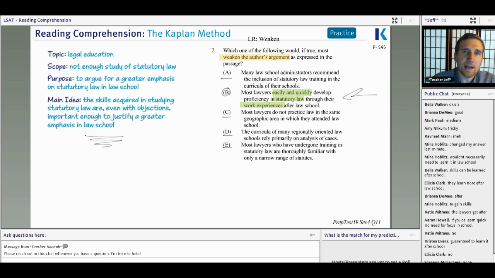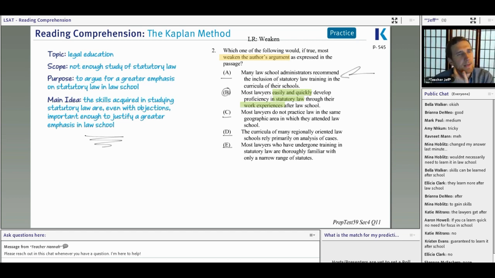So that's why answer choice B is correct, because if B is true, if work experience would give these students that skill, well then it weakens the idea that it needs to be taught in law schools as well. Let's take a look at these other answer choices.